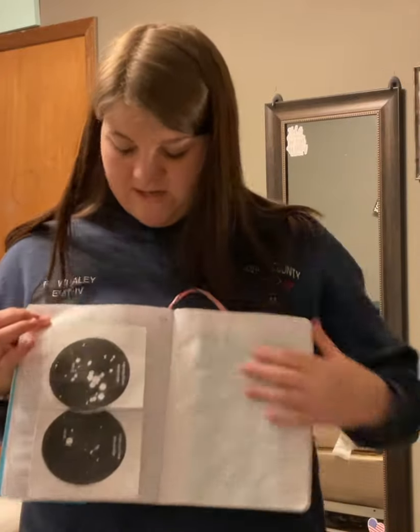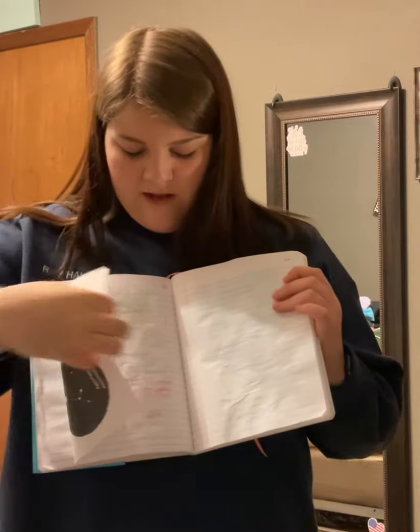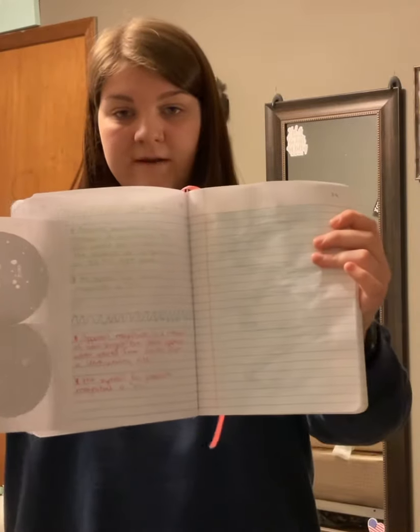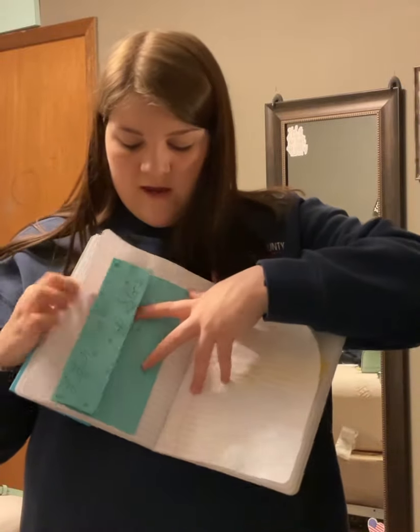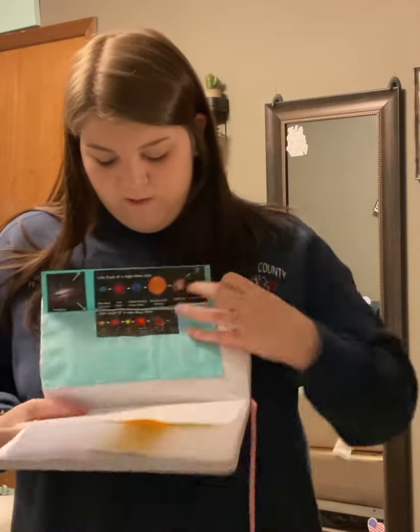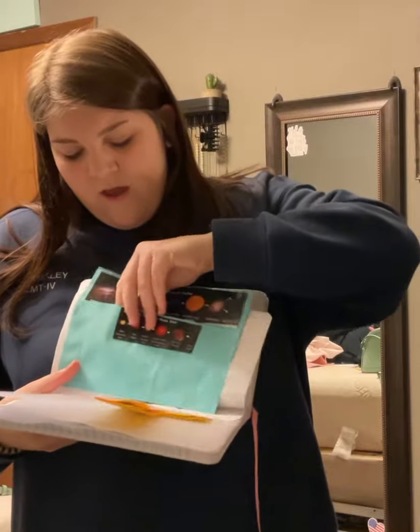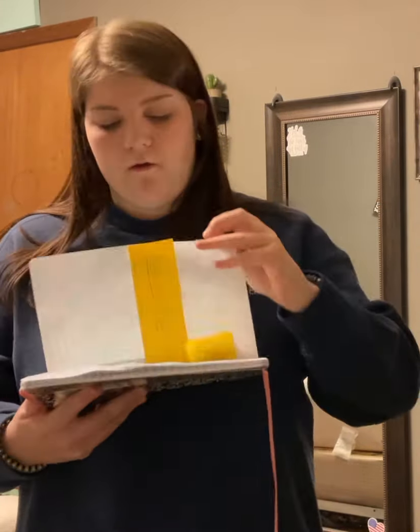Next was the brightness of stars. I tried to make it as colorful as I could on the outside. And then I did colorful notes on the inside for this. Alright, moving on. Next we have the life cycle of stars. And I did print out the little key just so it was easier for me to keep up with it. And then I printed all those out and they are in there as well. Or I cut those out and I printed out.